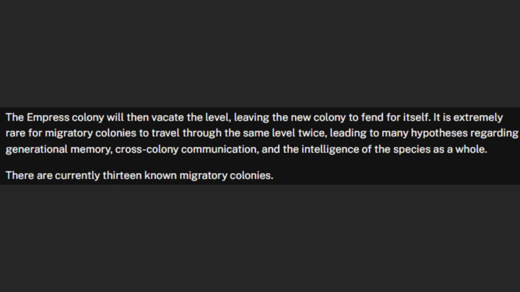It is extremely rare for migratory colonies to travel through the same level twice, leading to many hypotheses regarding generational memory, cross-colony communication, and the intelligence of the species as a whole. There are currently 13 known migratory colonies.